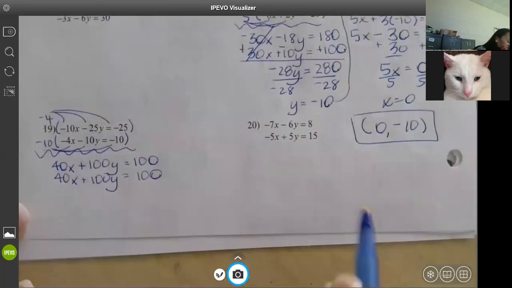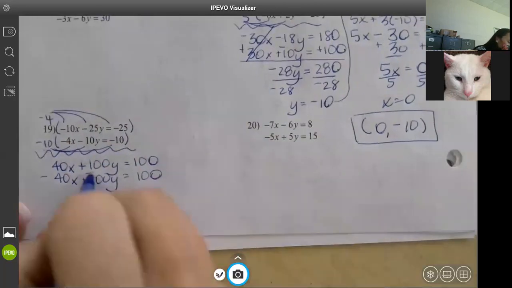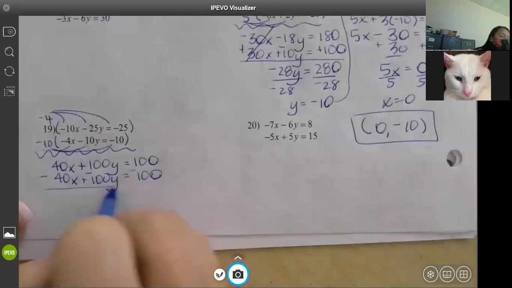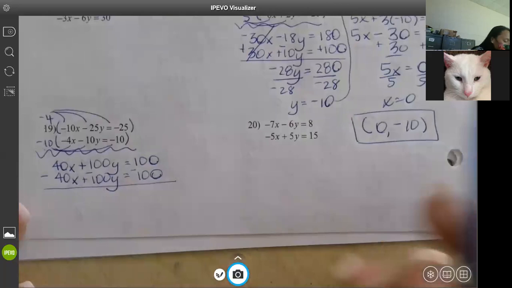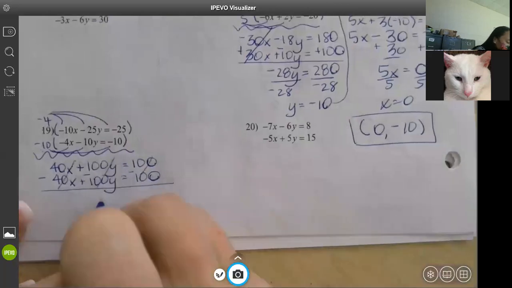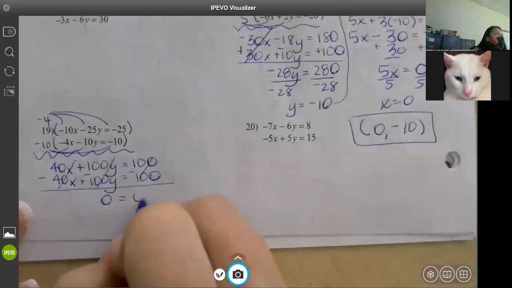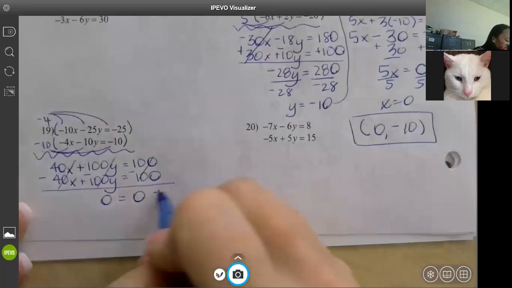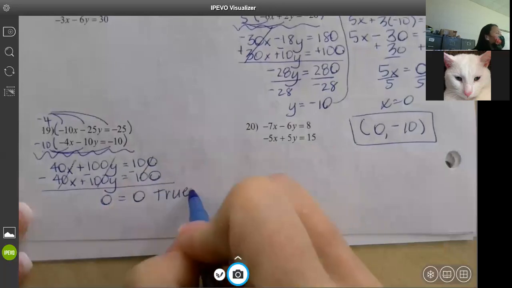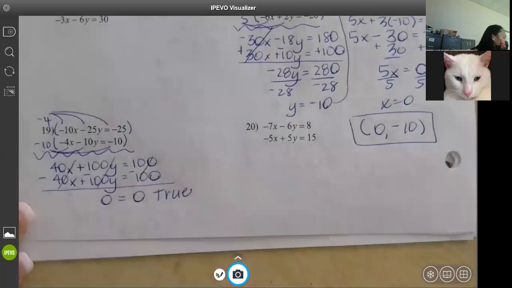What happens when I change, change, change? Everything cancels out, which means this side is 0 and this side is 0. Look at it one more time. Is this true or false? False. 0 doesn't equal 0? It does. So it's true, right? So watch that. When everything cancels out, it means it's the same exact line.